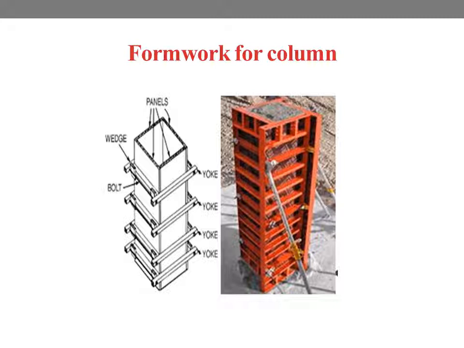Conventional formwork for columns is made of sheetings nailed together to form rigid sides. Here you could see the panels. And the column form sides are held together by yokes or clamps. Here you could see the various yokes.